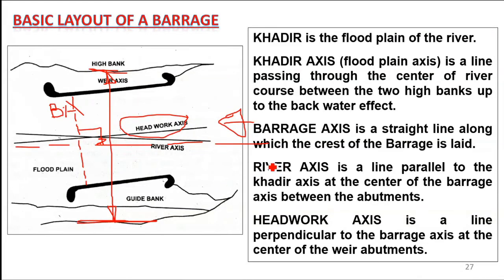And one thing is left. What is the river axis? The river axis is basically a line parallel to the Khadir axis, but passing through the center of the barrage. This is the center point, and this line is called the river axis. So I think now you have understood the basics of the barrage layout and the several axes or lines. Do you have any question?